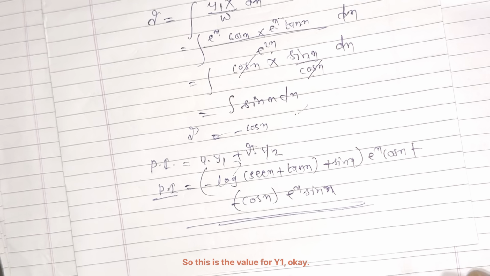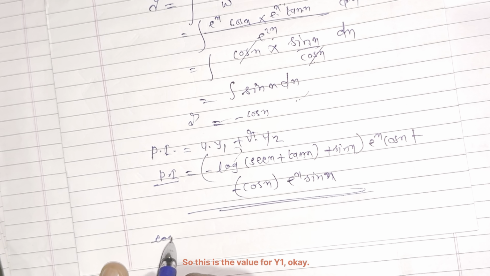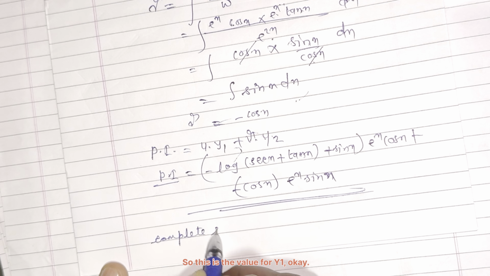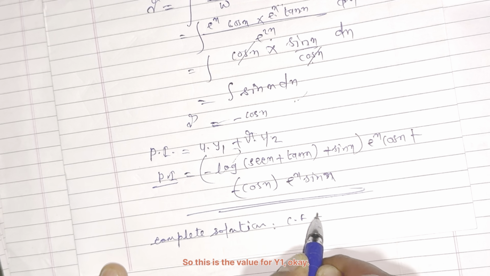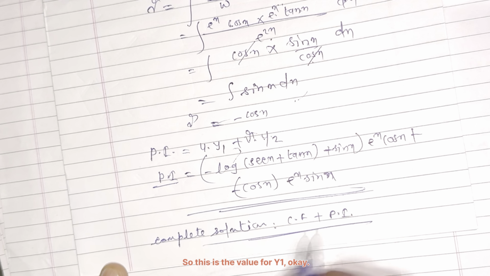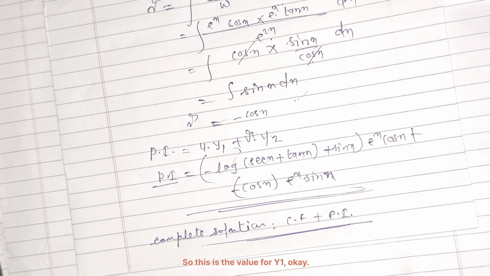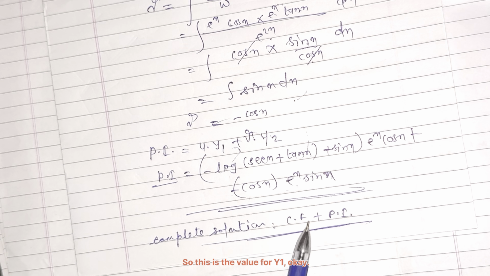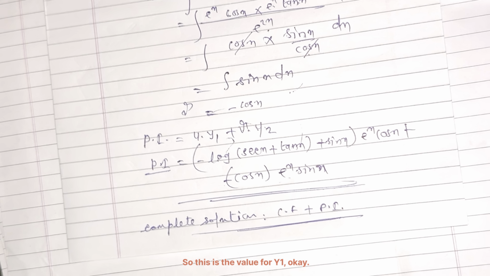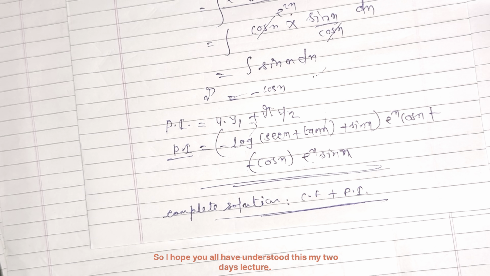This one is our required particular integral. If you want the complete solution, write complementary function plus particular integral. Then you will get the complete solution or general solution. This is your required particular integral, and earlier we found the value for the complementary function, so just replace it over here. I hope you all have understood today's lecture. It is completely based on variation of parameters: how to solve the particular integral using variation of parameters.